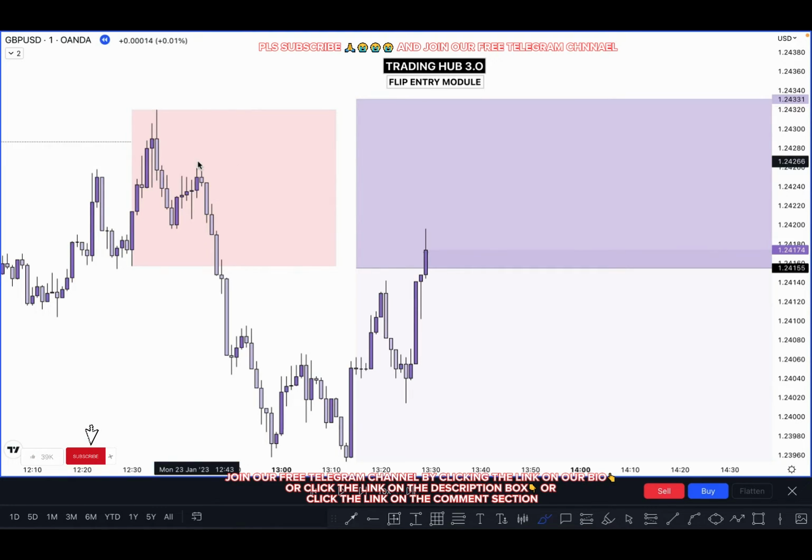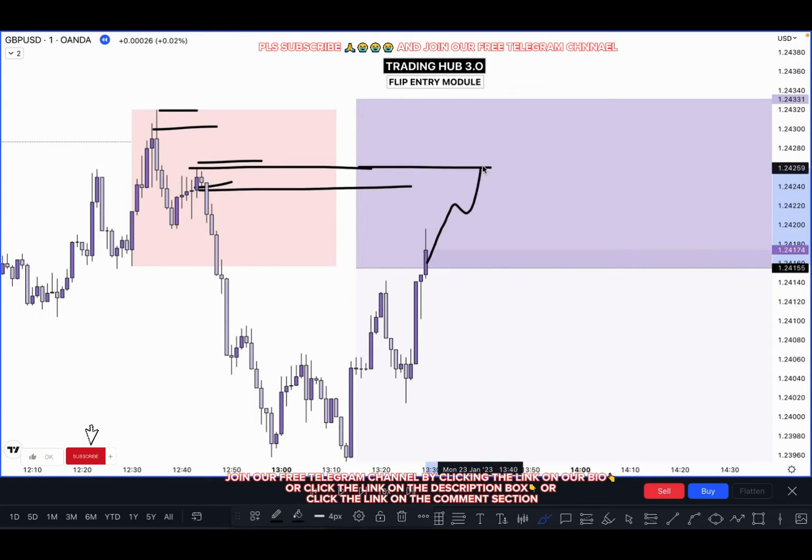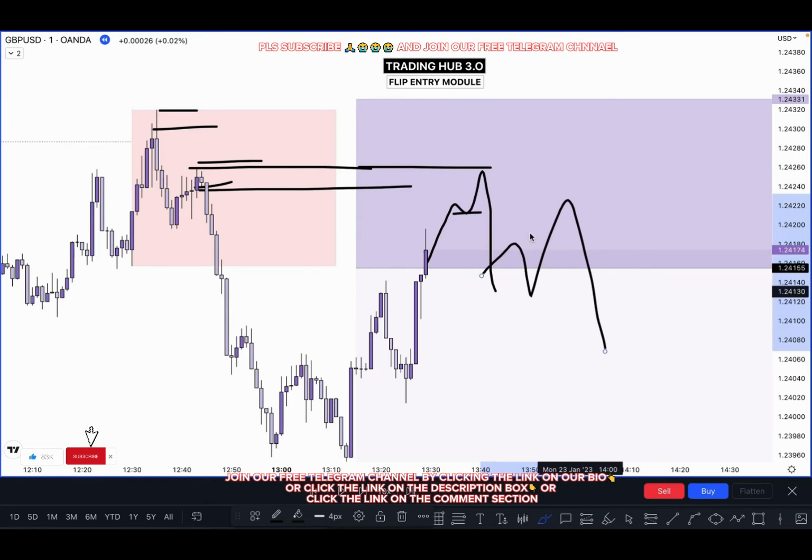So I suggest you wait to mitigate this one: first PY, at least first PY and second PY, and wait for a single candle mitigation. You can also buy or sell once the market taps on your first PY here, and then you have to take a chalk and then take entry like this.